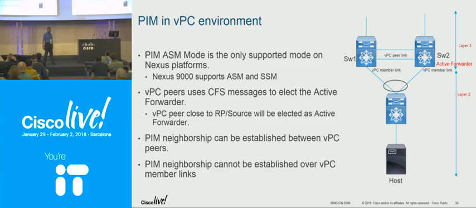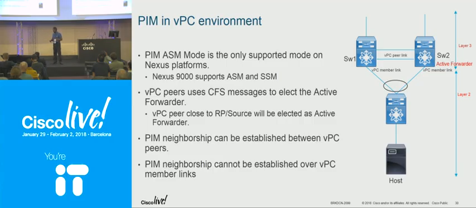PIM in a vPC environment. A couple of things to note here: in a vPC environment, in most of the platforms, any source multicast is supported. SSM or bidirectional is not supported. With Nexus 9K, in the recent images, any source multicast and also source specific, the SSM, is also supported. But the way it works is more similar to how we will be seeing it here.